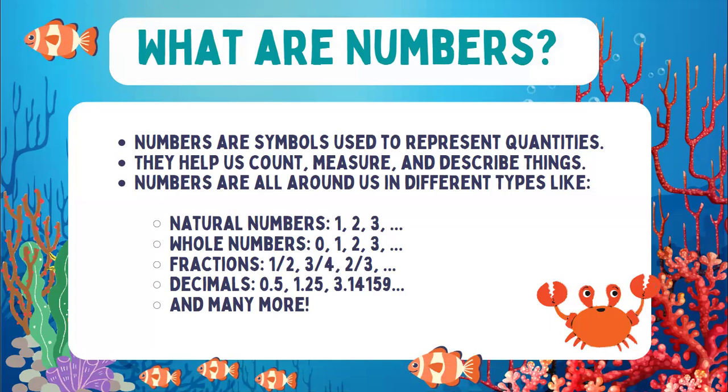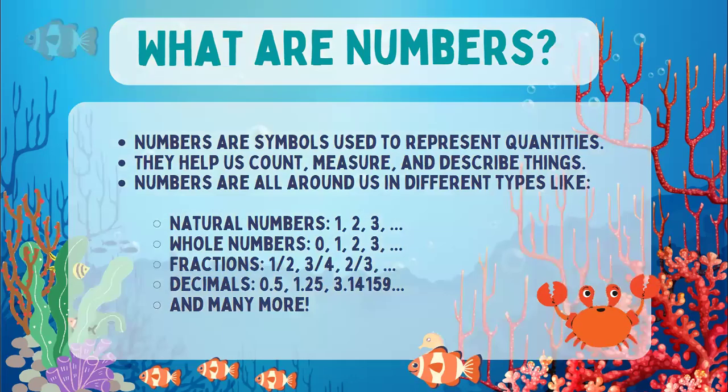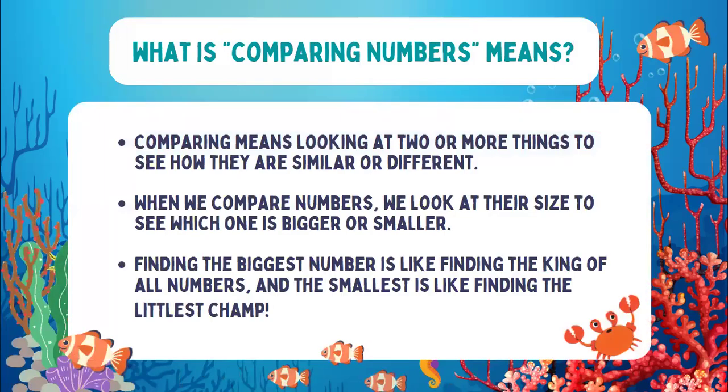See, numbers are all around us in different types. There are natural numbers, whole numbers, fractions, decimals, and many more. If there are three bottles placed in front of you, how do you know that there are three bottles and not four bottles or five bottles? Well, the answer is simple. It's with numbers.